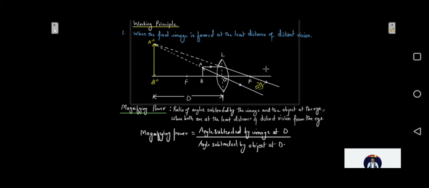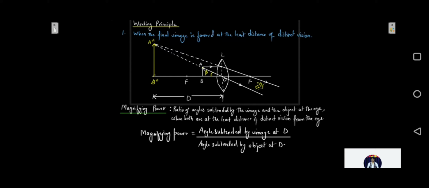So which are the angles to choose now? The angle subtended by the image is going to be this angle. So from the lens it is going to be this angle over here. Let us call this angle beta, at the least distance of distinct vision. And then the angle subtended by the object at the least distance of distinct vision.